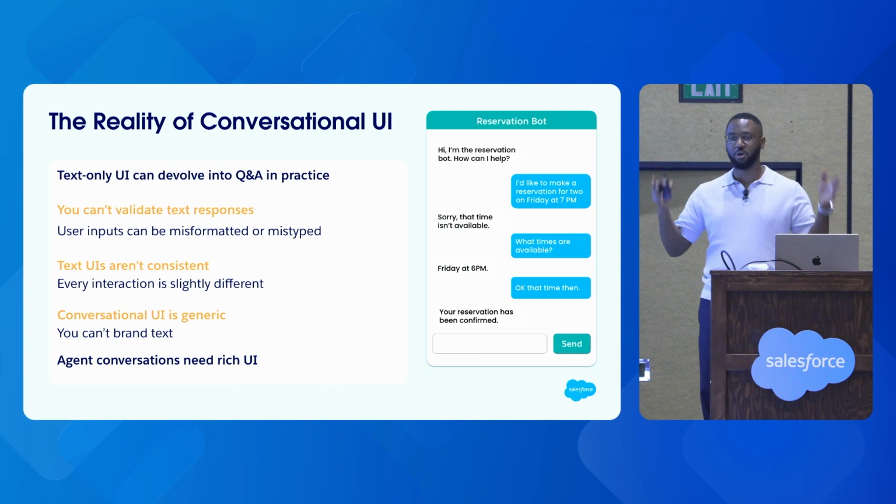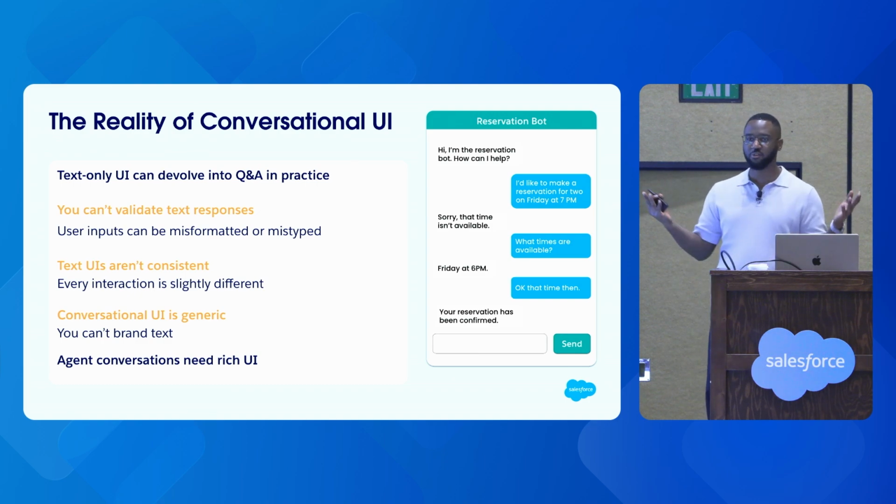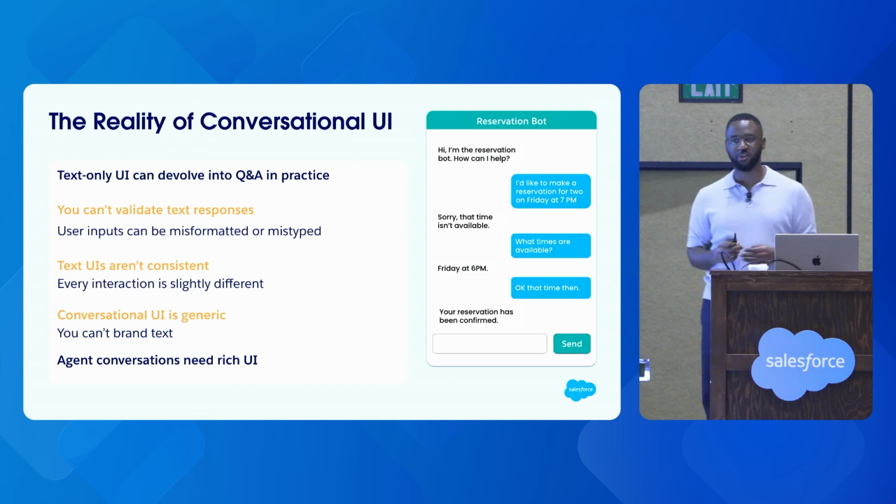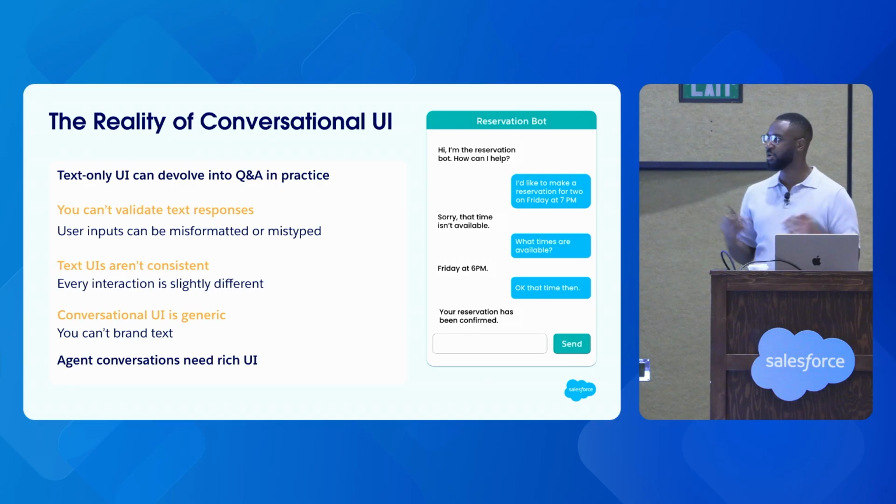Traditional UIs are very information-dense. But with text, the only information you get is what's in the text. And so conversational UI can occasionally have some hiccups.